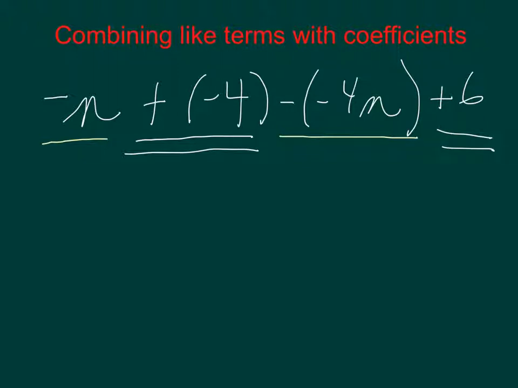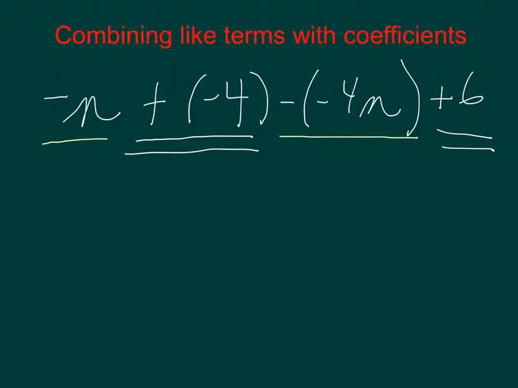They have a variable with a coefficient. In this one, the coefficient is negative 4, and in this one, it's a negative 1. If there's a variable without a number in front of it, we know that that's 1. Over here, we have our constant term. A constant term is just a number. We have a positive 6, and then we have a plus negative 4.